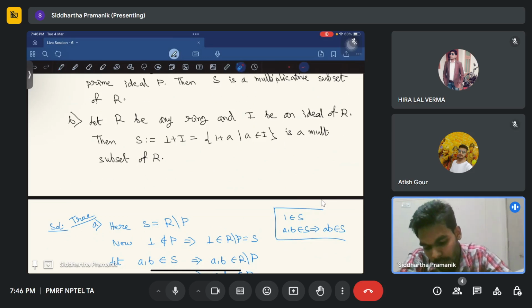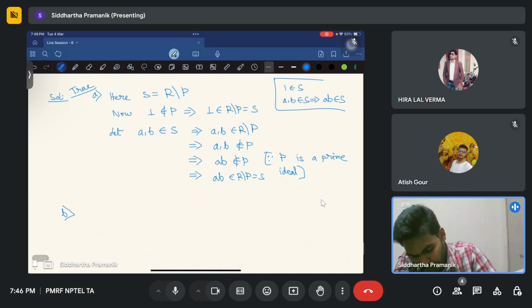So how does the set look like? It is 1 plus a, where a belongs to I. So the ideal contains 0, right? So you can take a equals 0. Okay. So 1 is in S. The first condition is satisfied. So here your S is 1 plus I. Now since 0 belongs to I, that will imply 1 plus 0, which is 1, belongs to 1 plus I.